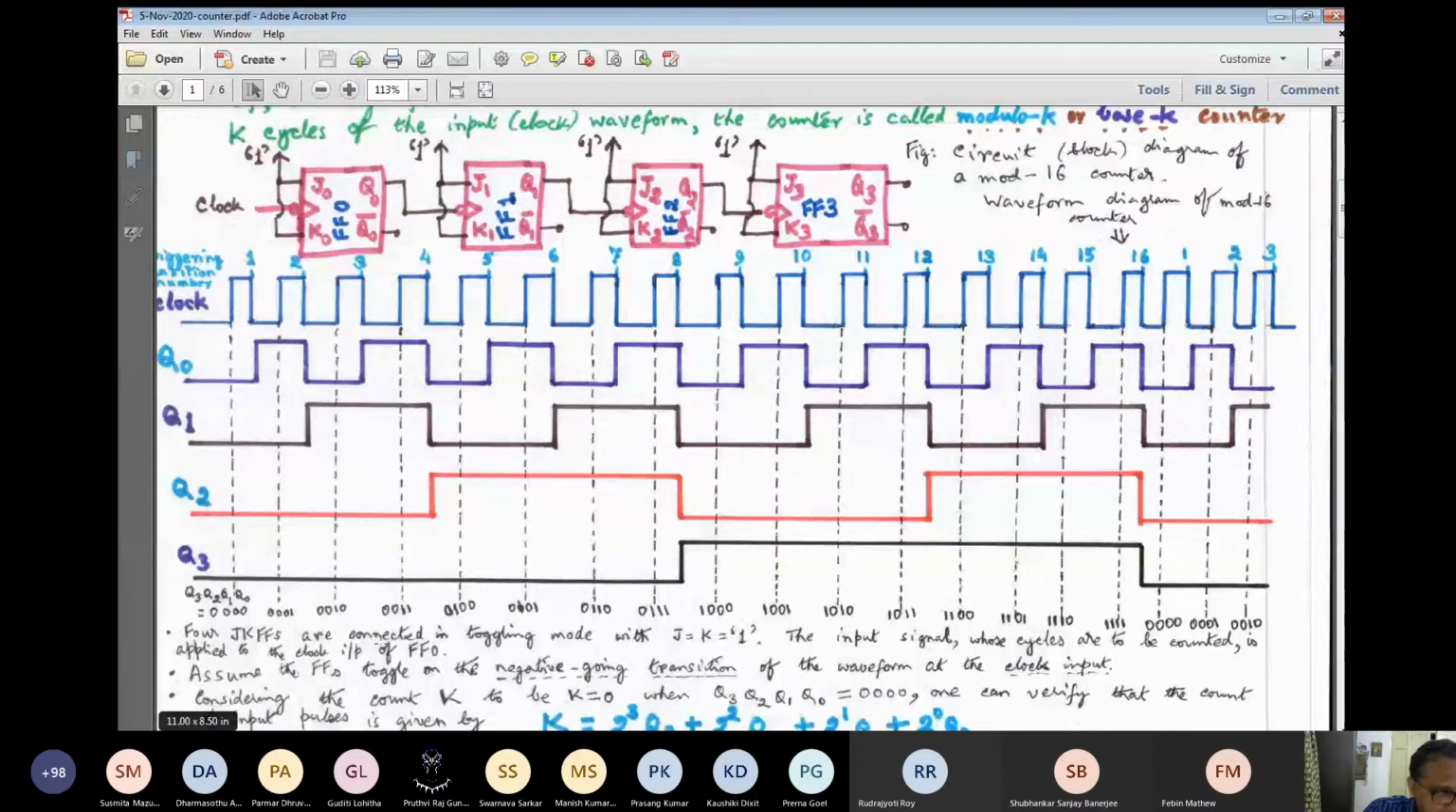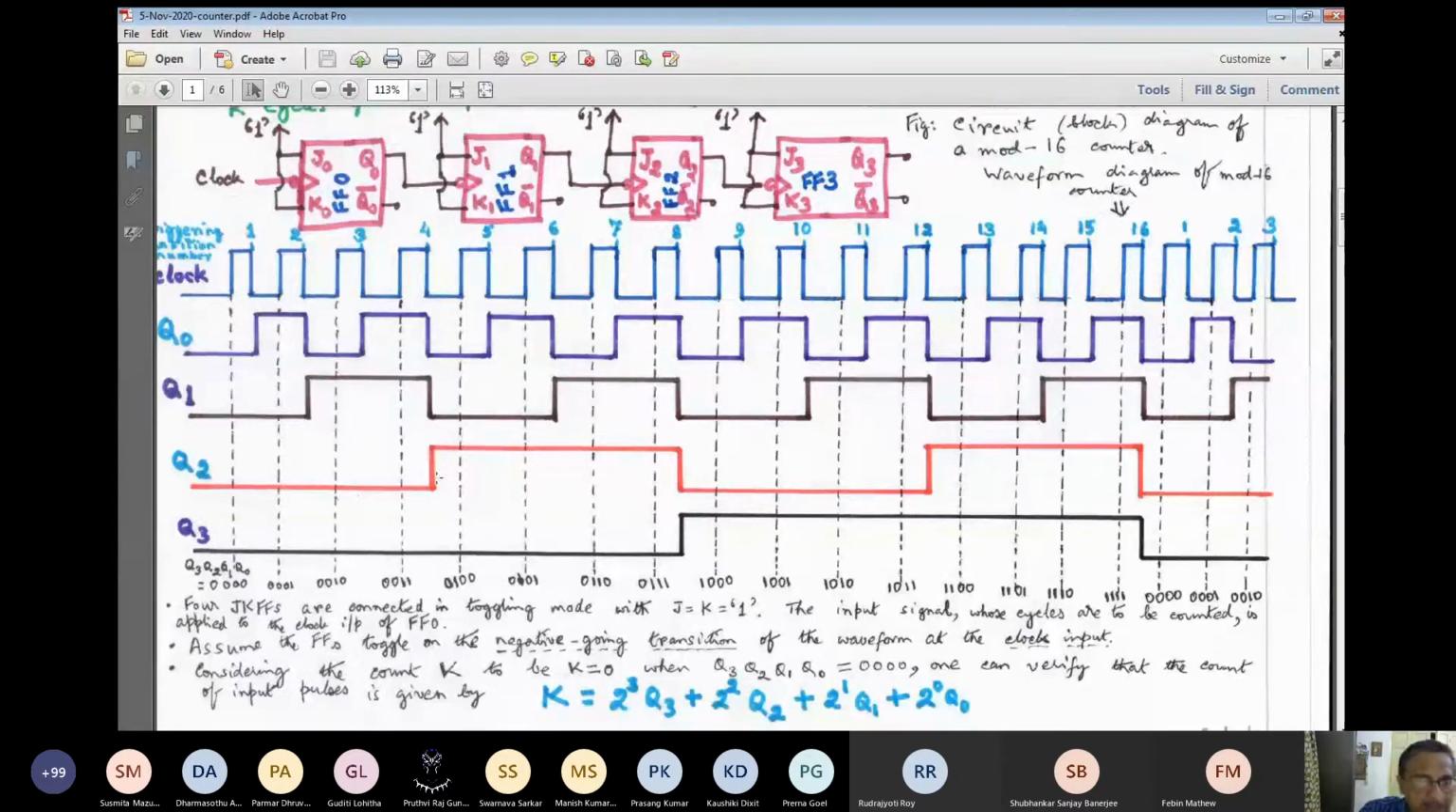First of all, the JK flip-flops are connected in toggling mode with J equal to K equal to 1. And input signal, why is it a counter? Because it is counting the number of cycles, and at any point of time, the binary equivalent of the states, decimal equivalent of the states will tell me how many cycles have elapsed starting from all zero. So if you get 1 here, I know that one cycle has elapsed. If you get 2 here, I know that from the point we started counting as all zero, 2 have elapsed. So up to this point, 2 cycles have elapsed. So that's why it is called a counter. It is counting the number of pulses available from the primary clock.